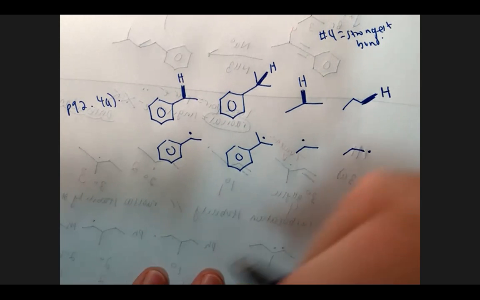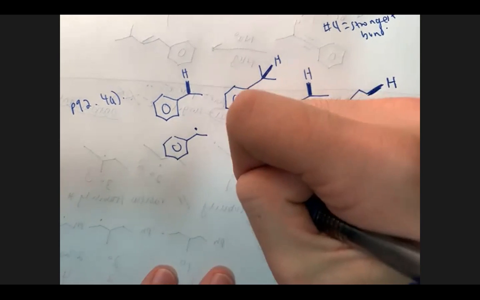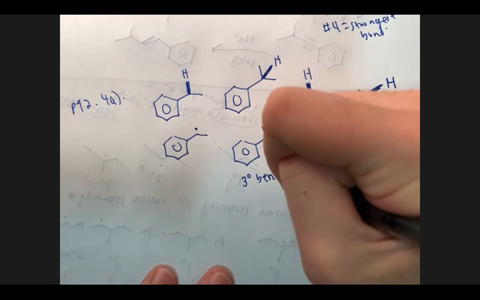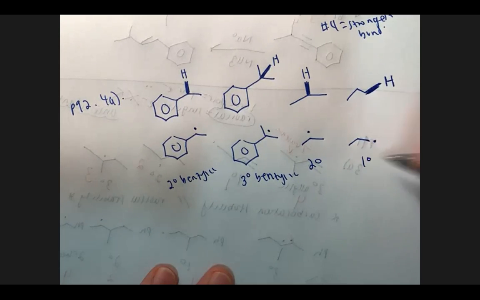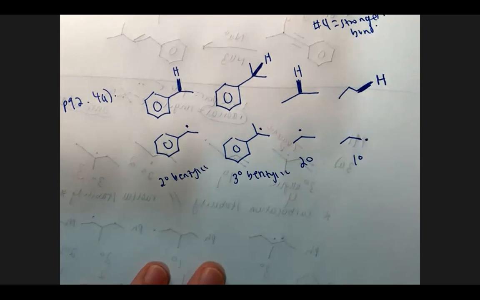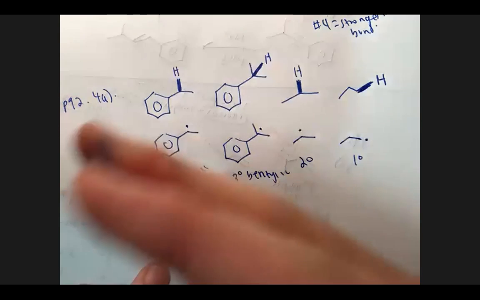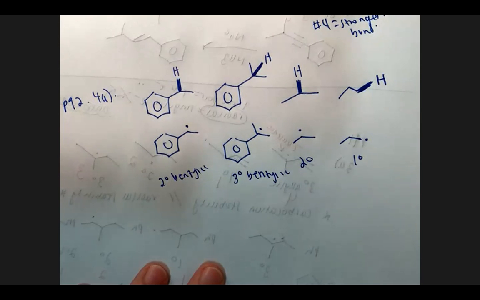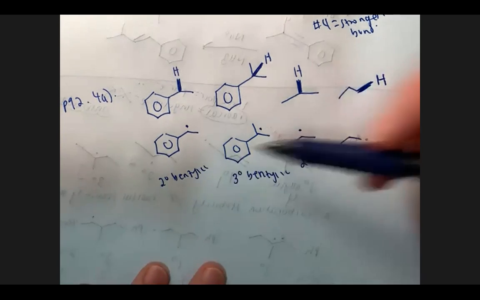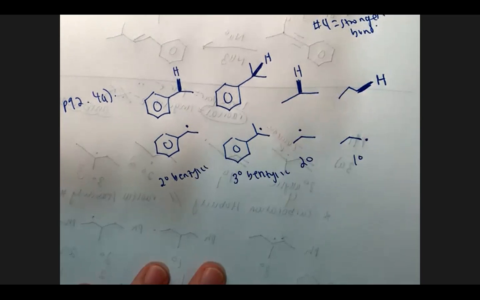So now rank these, or classify these. So tertiary benzylic, secondary benzylic, okay? Secondary, primary, okay? So essentially, this is the exact same thing you've seen before, okay? So if I were to rank this in terms of radical stability, you guys could do that. But now we're doing it in terms of bond strength, okay? So the strongest bond is actually the one that's going to form the weakest product, okay?